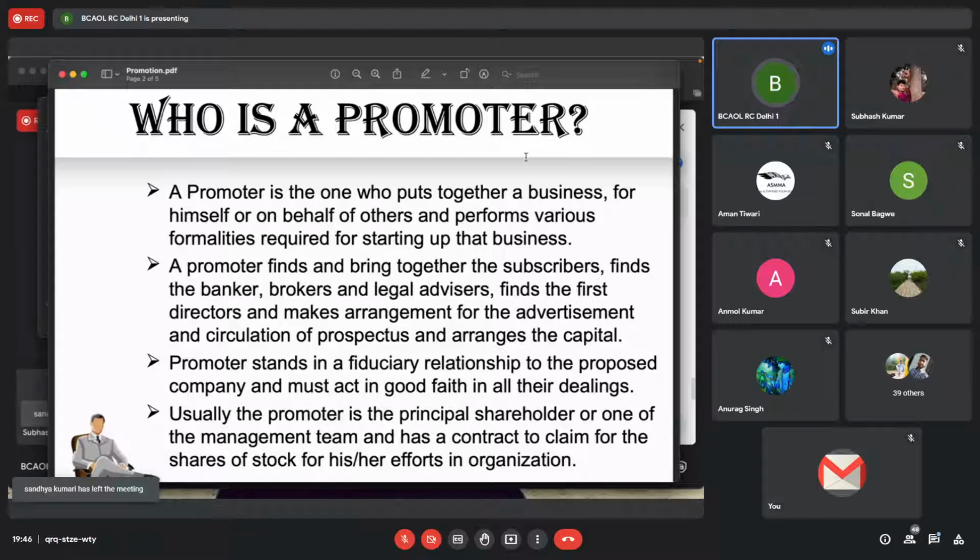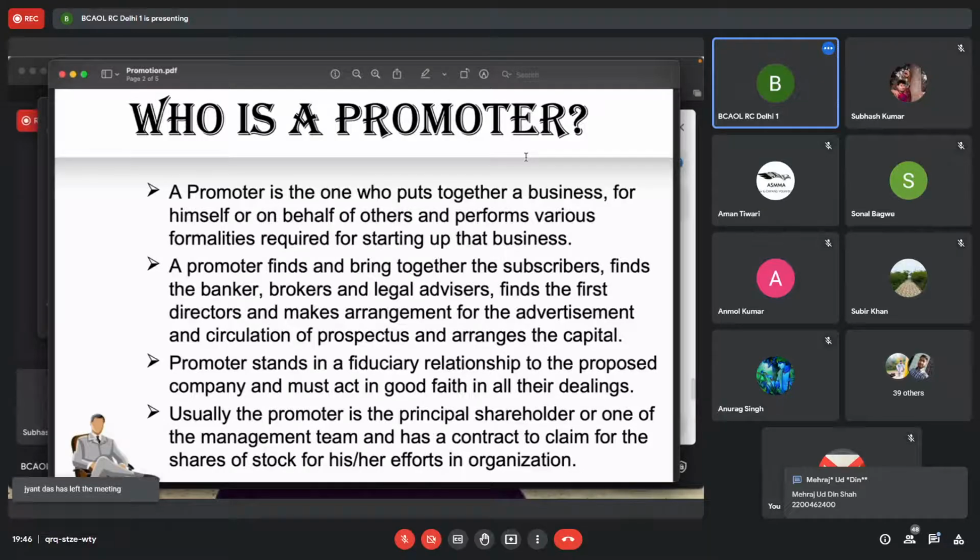So what is basically happening? This person is finding the people who will invest in the company. He's finding the place where he needs to buy. He needs to buy the assets of the company. All this is being done by the promoter. All the paperwork that needs to be done, filing of AOA, MOA, the prospectus of the company, getting the subscribers, the people who are the first board of directors of the company. He will be doing all of it.